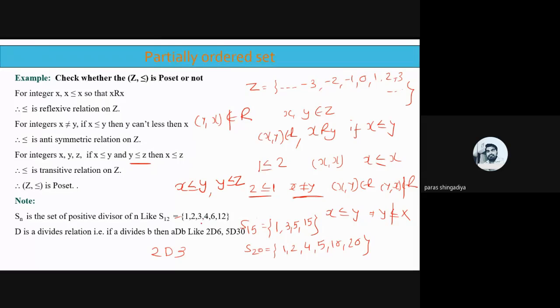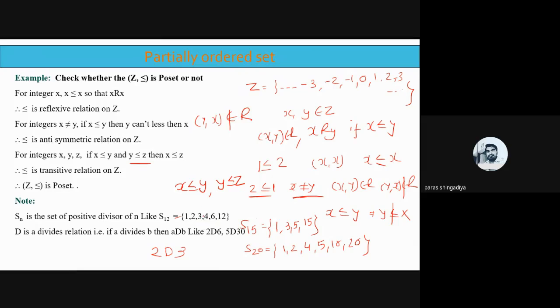Clear? But we can consider 3 divides 6. We can consider 3 divides 12. We can consider 4 divides 12. Clear? But we cannot consider 3 divides 4. Clear? 4 does not divide 6. So this is the meaning of that one. That is known as the set of divisors.